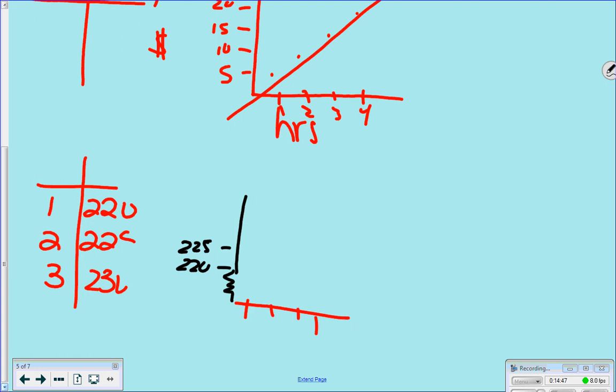Now I can start at 220 because this little break shows me that you have the whole graph there, but it's just condensed so I don't have to make it go off the page. Yep, it's a squiggle.